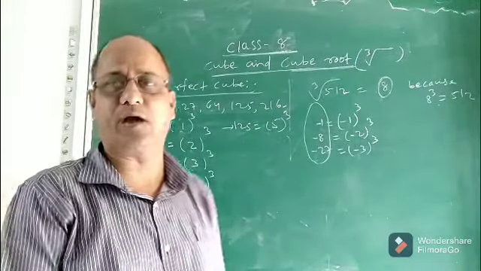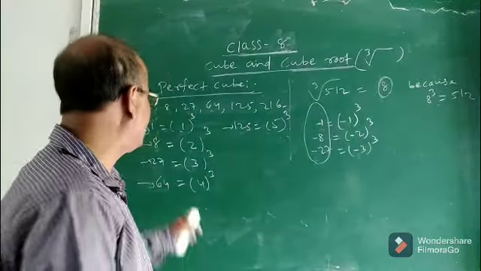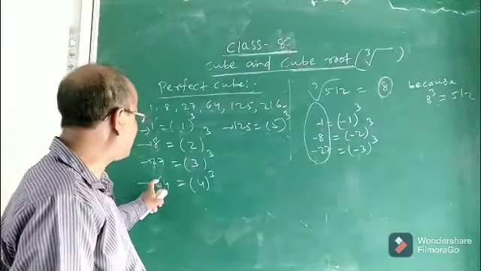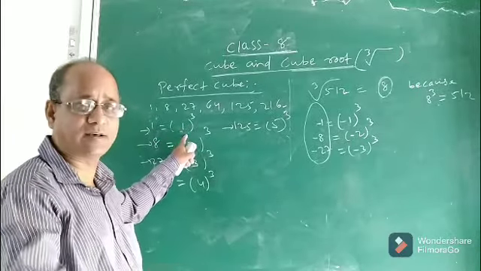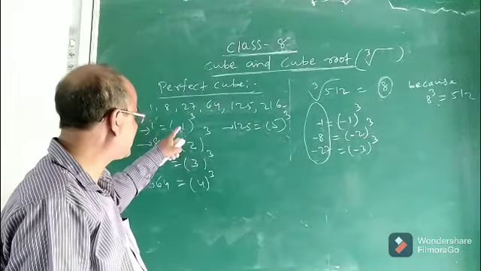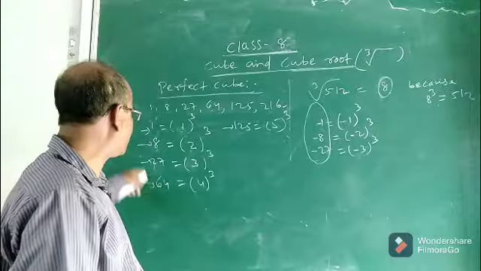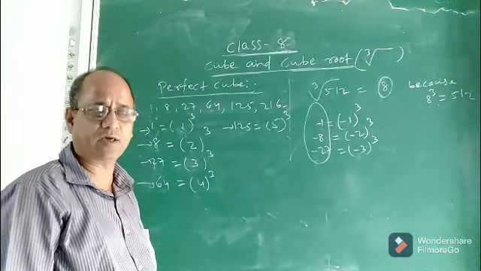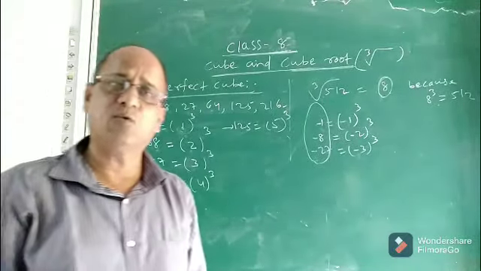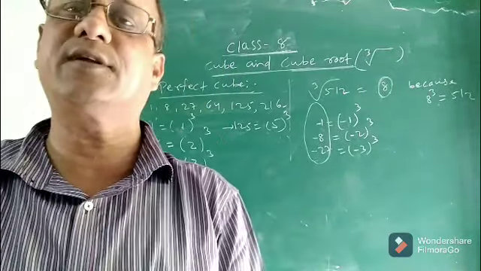So what is a perfect cube now? Perfect cube means any number which can be expressed as the cube of some integer, maybe positive or negative. If a number can be expressed as the cube of some positive or negative integer, then we call such numbers perfect cubes. Okay. So we will discuss more about perfect cubes in the next class. I hope you understood, children.